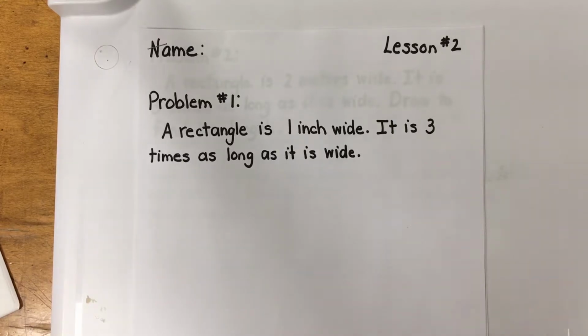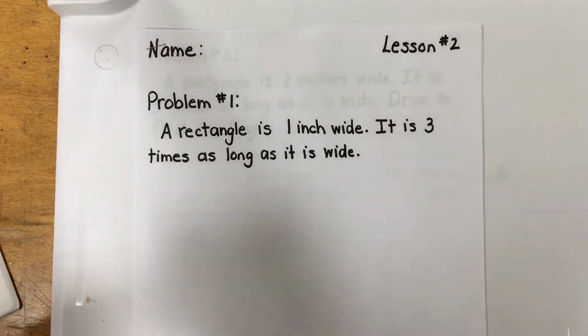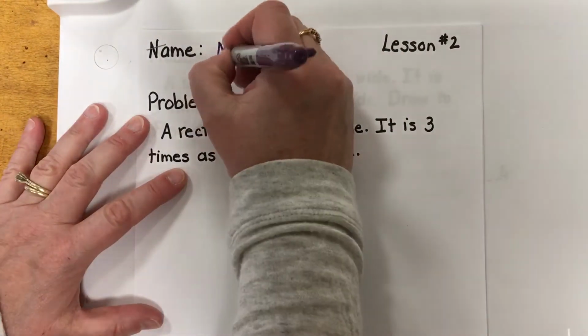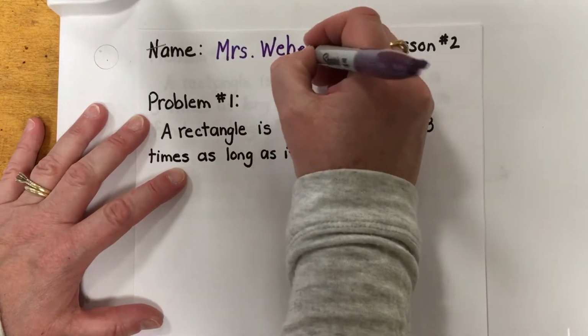Hi everybody. We are going to work on lesson 2 today, and it's going to be about solving comparison word problems by applying the area and perimeter formulas. So you need this packet right here that says lesson 2, and don't forget to put your name on it. So many of you are doing that to me.